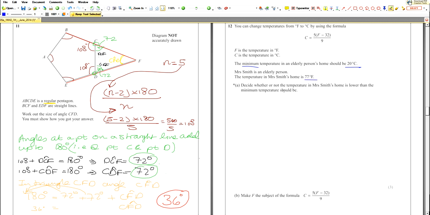Decide whether or not the temperature in Mrs. Smith's home is lower than the minimum temperature should be. So decide whether or not the temperature is lower. Okay, let's have a look. Now, what is the temperature in Fahrenheit? It is 77. We need to put this 77 into F. So if you write down the formula, C is equal to 5. Now where we see the F, you put in the 77 minus 32, close the bracket, divided by 9.